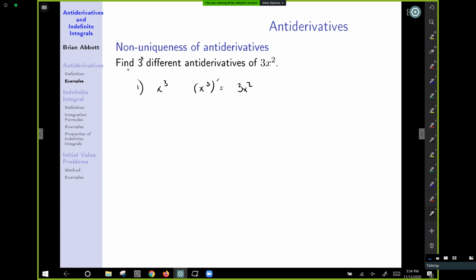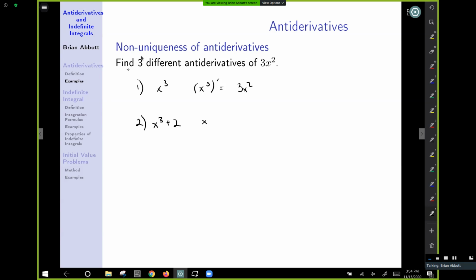So what could be a second one? We need it to have x to the third, because that's how you get the derivative of 3x squared. So what can we do that is not going to add any new expression to the derivative? Here we're going to exploit the fact that the derivative of a constant is 0. So we can just tack on 2, or any old number if you like.